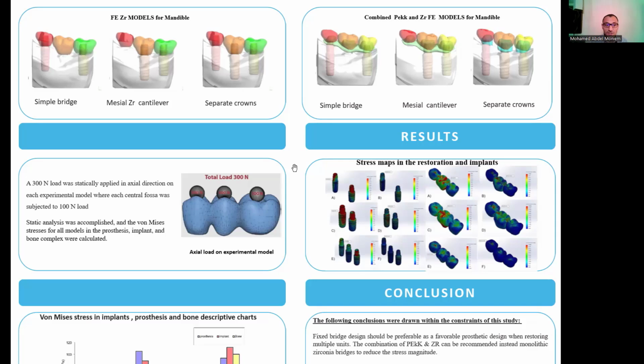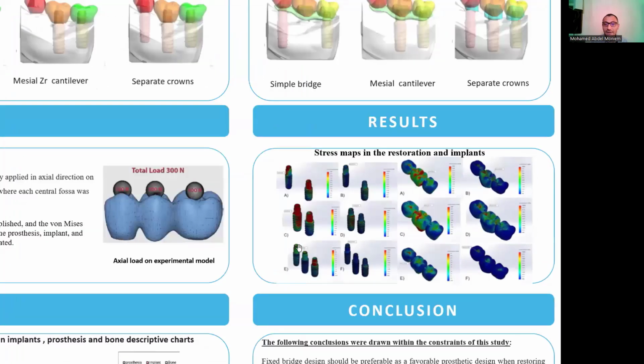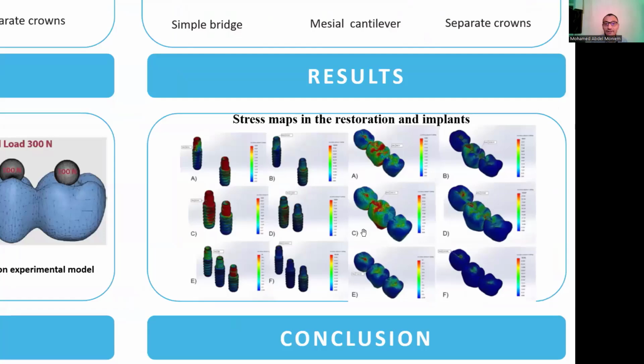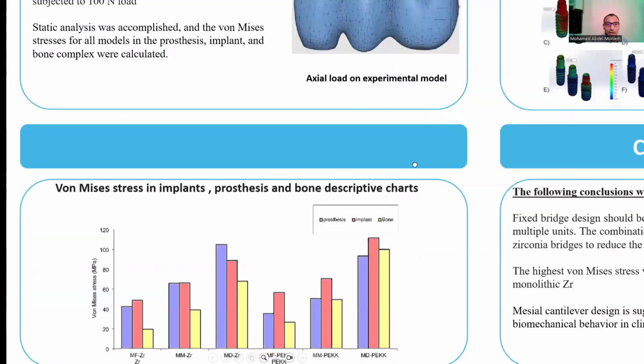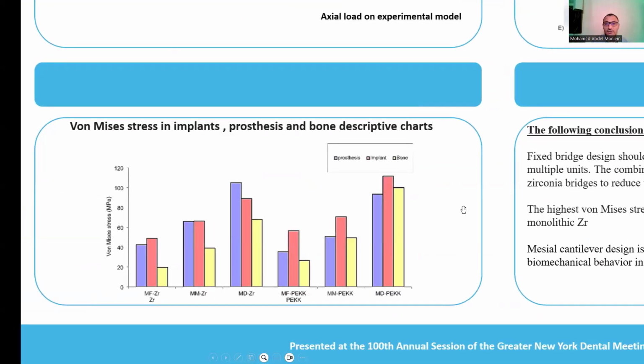The von Mises stresses of all models in the prosthesis, implant, and even in the bone will be calculated, and we can have a stress map in the restoration and implant as shown here. These results can be tabulated and collected in a descriptive chart to show the different von Mises stresses generated at the prosthesis, implant, and bone for every different design.